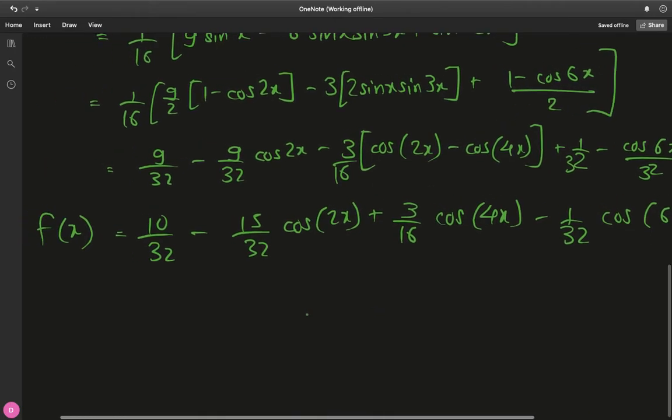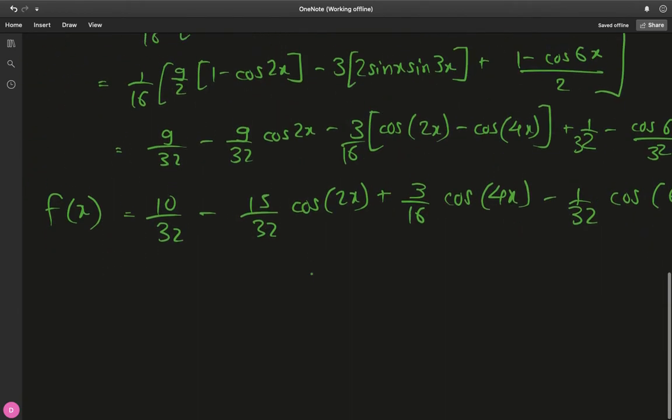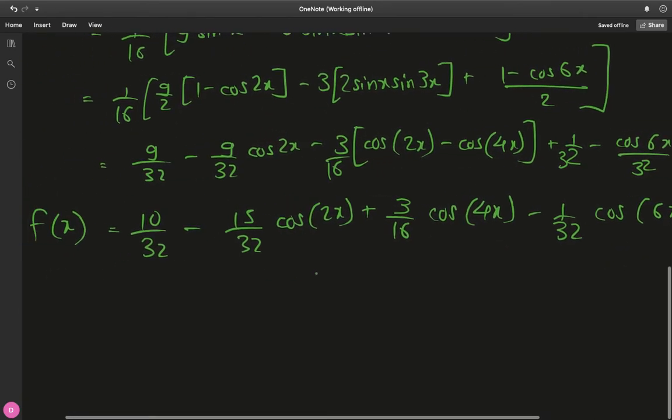Simplified expression for f of x. Now it's time to differentiate this expression 5 times. And this is way better to work with than this sine to the 6th power. So let's do that on a fresh page. Let's do differential calculus on a fresh page. See you there.